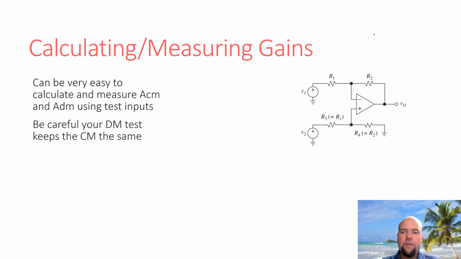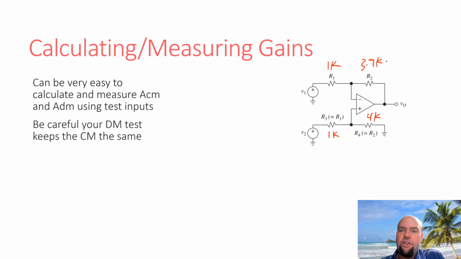Choosing a proper set of test inputs can allow you to very easily directly measure or calculate these gains. So for instance, if we were looking at this amplifier here, I'm just going to plug in some real values. Let's say we have 1K, then 4K, then 1K, and then let's say this is 3.9K or something, so just estimate some slightly off values. I'm not actually going to go all the way through this. I'm just trying to give you a real-world case where you would want to do a calculation like this.